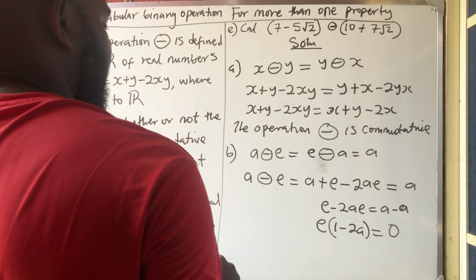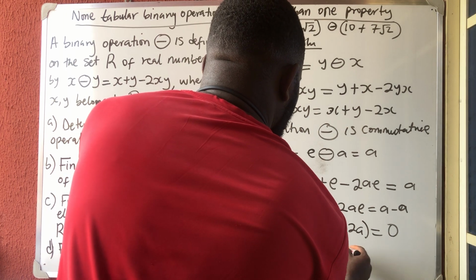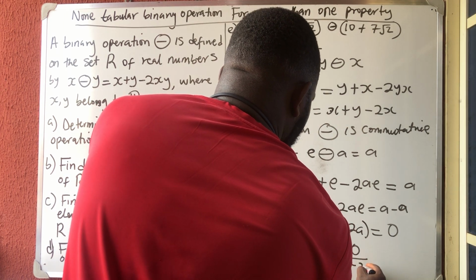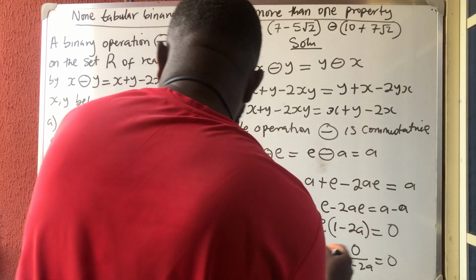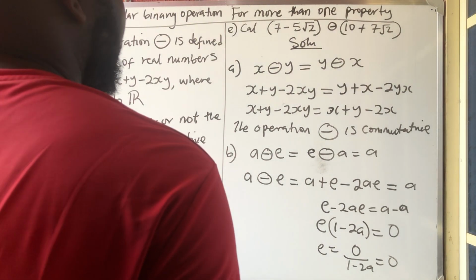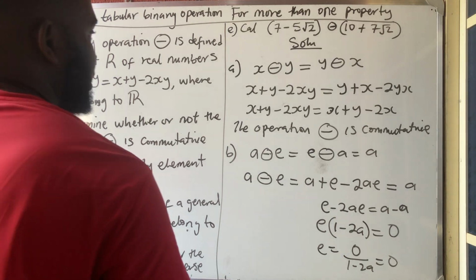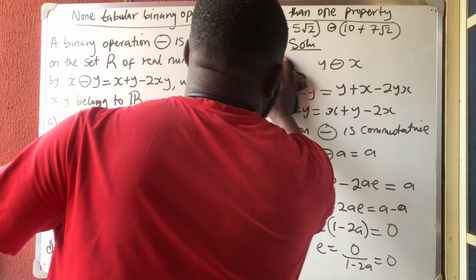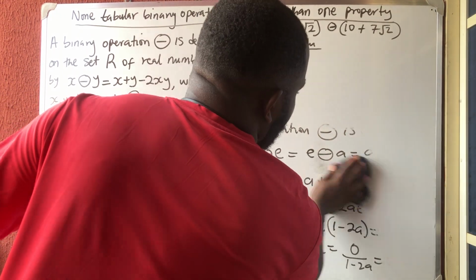So what do we have now? That E is simply 0 divided by (1 minus 2A), which is 0. So the identity element here is 0. We have gotten the identity element. The identity element is simply 0.